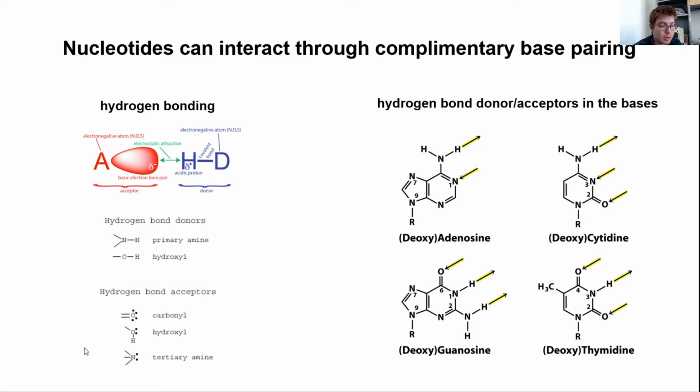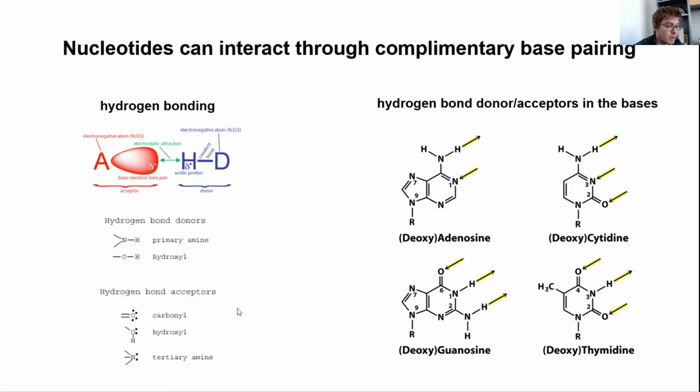You might remember from earlier in the class or in other chemistry courses that if you have an electronegative atom that has a lone pair, and you have another electronegative atom that has a hydrogen attached to it, an acidic proton, then the proton has some partial positive character, and the lone pair is going to have some partial negative character, and an electrostatic interaction can occur between these two groups. This is what is called a hydrogen bond. And these types of hydrogen bonds are basically the fundamental interaction that's going to drive a lot of the complementary base pairing that we observe.